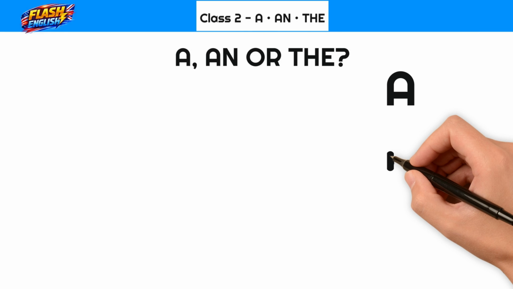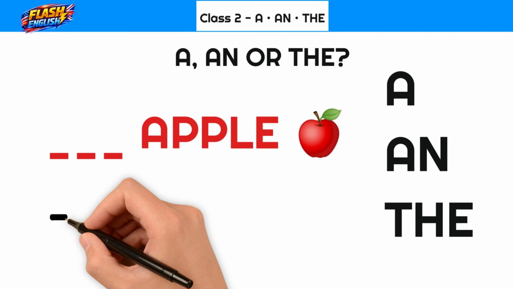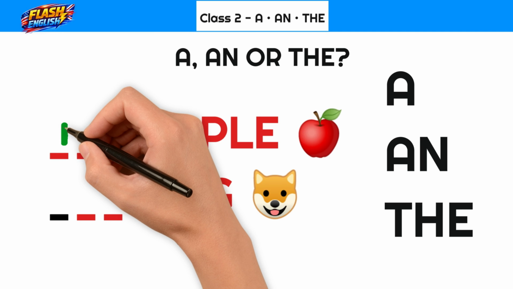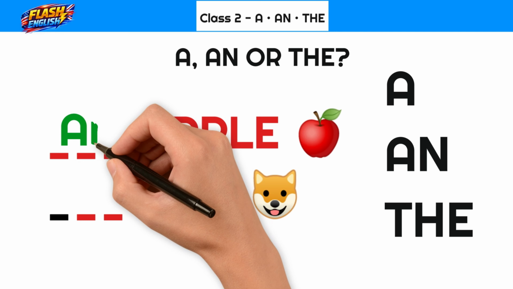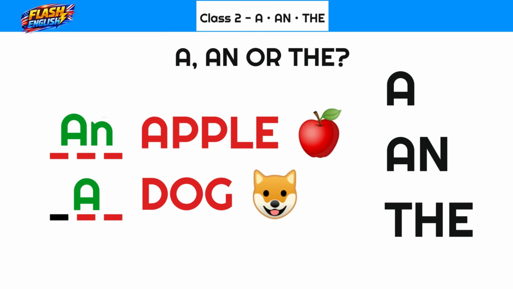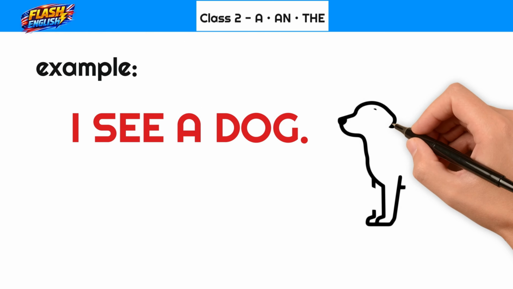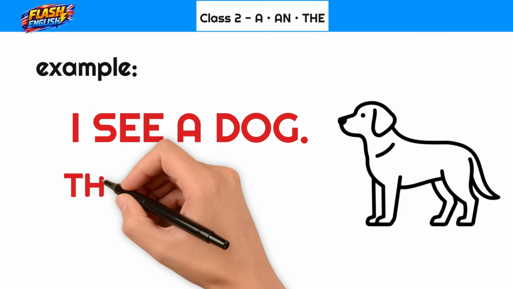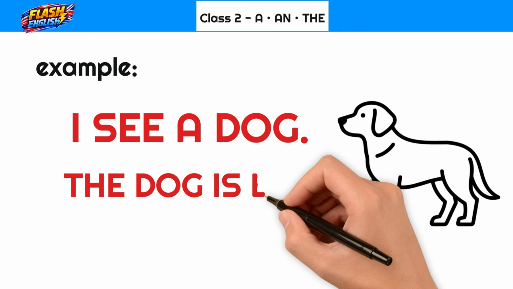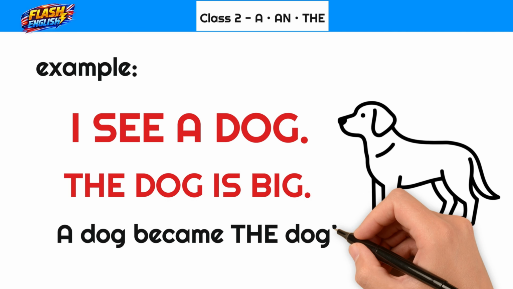Let's mix everything together. An apple or a apple? An apple. A dog or an dog? A dog. You're doing great. Here's an important example. I see a dog. Now we know which dog we're talking about. So we say, the dog is big. A dog became the dog.